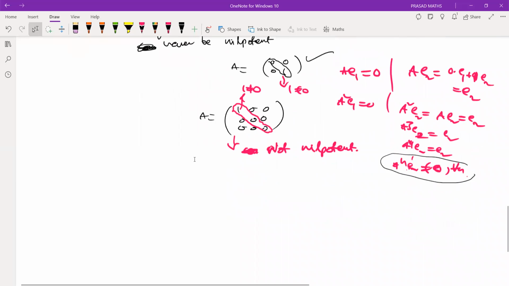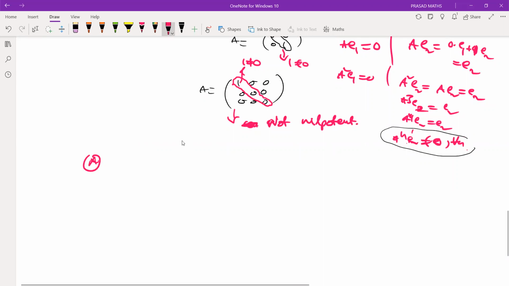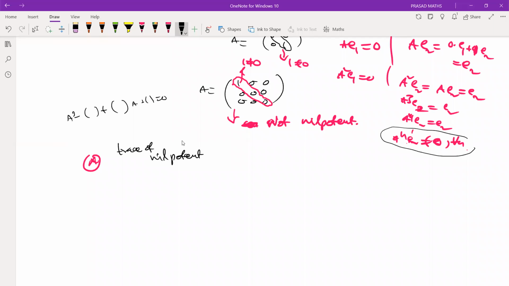Next, the trace of a nilpotent matrix is always zero, because in a nilpotent matrix all diagonal entries are zero, yes or no? That means in a nilpotent matrix the trace is zero. This is a very important property. When you deal with the characteristic polynomial, minimal polynomial, Jordan blocks, the characteristic polynomial is something like lambda cube minus trace of A lambda square plus sum of the second-order minors lambda minus determinant equals zero. Trace and determinant are all important. So the trace of a nilpotent matrix is always zero, because the diagonal entries are zero.